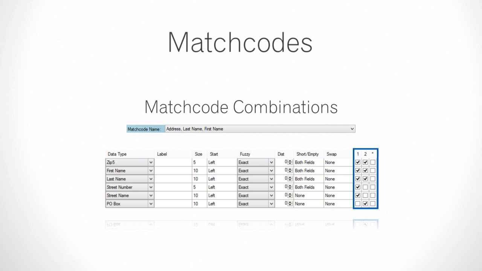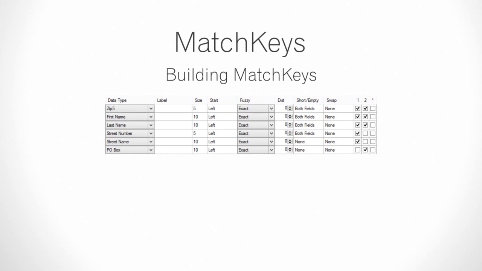Match code combinations. The question most often asked about the match code editor is, what are these columns of checkboxes? So each column represents a condition or a combination of components which will cause a match. So in this case, match code combination 1 would return true if zip5, first name, last name, street number, and street name all match.